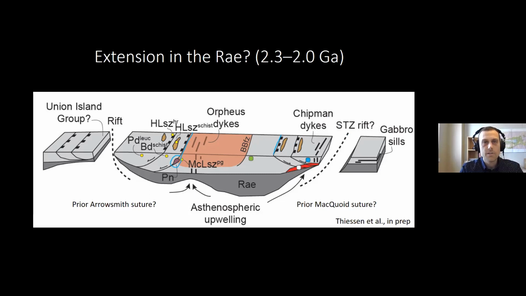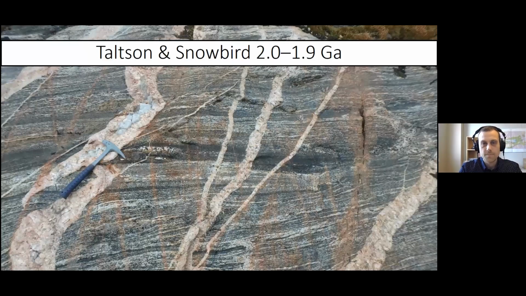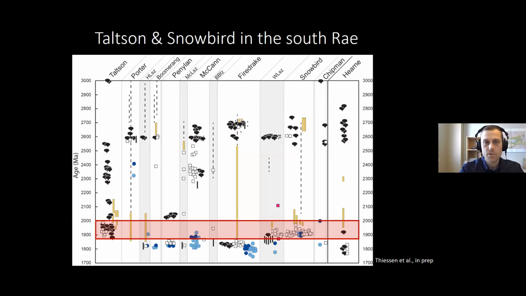So moving on to the Taltson and Snowbird phases. I don't have new data in the Western Rae that pertains to these phases, but they need to be included in this broad model just for completion. So I'll just show you here on this geochron summary that Taltson metamorphism and plutonic ages are very abundant and restricted to the Western Rae margin within the Taltson domain. You can see a large amount of data there. And then there's virtually nothing across most of the South Rae.